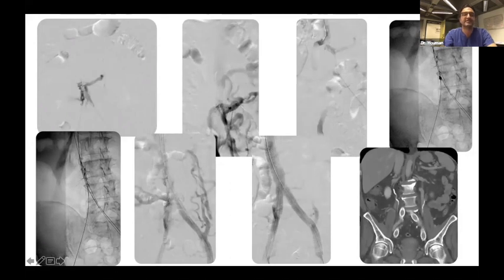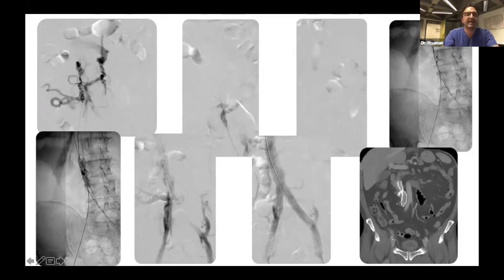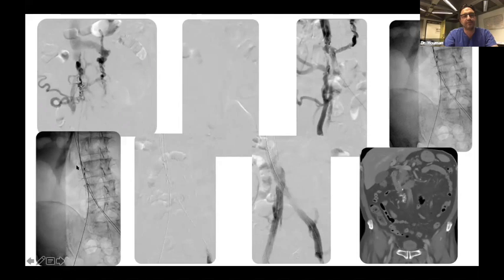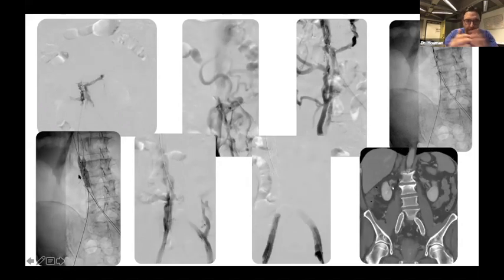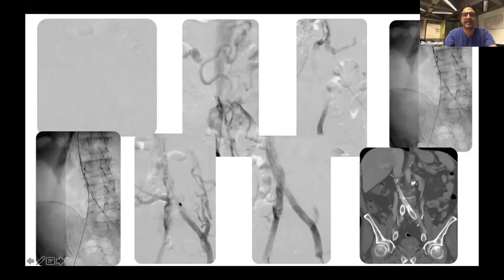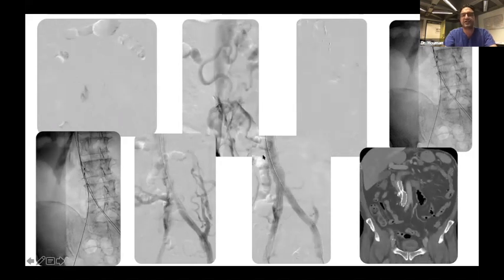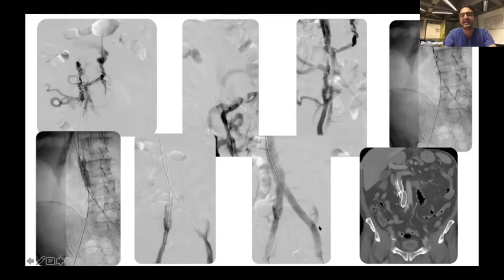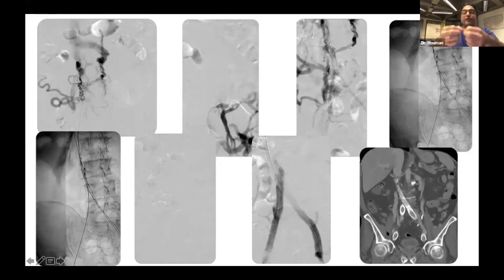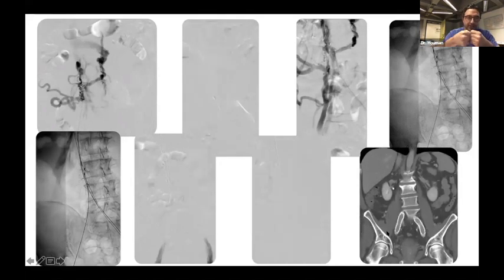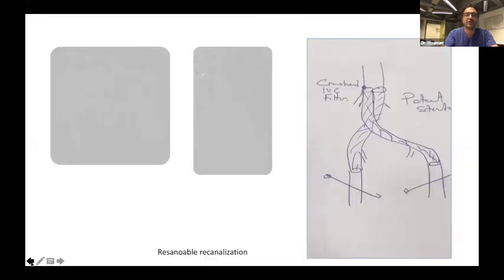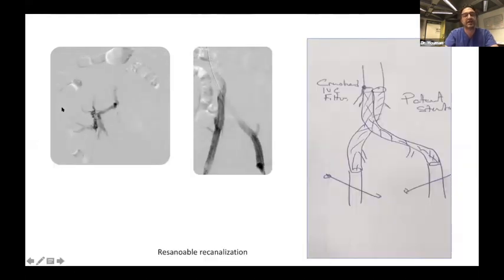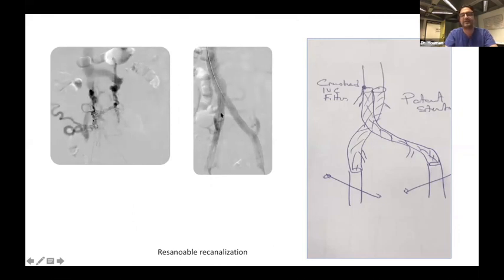Then we crossed the main part. Then we made a dilatation, a simultaneous dilatation in order to crush the struts of the stent. That was after predilation. After using dedicated venous stents, we used 14 millimeter because 14 has good radial force in this area. And going to the last slide, that was before recanalization, that was after recanalization.